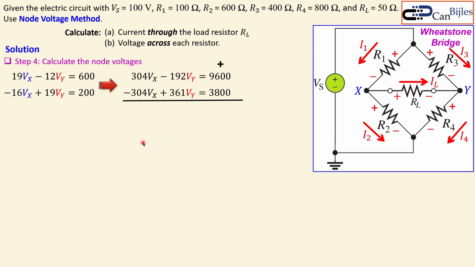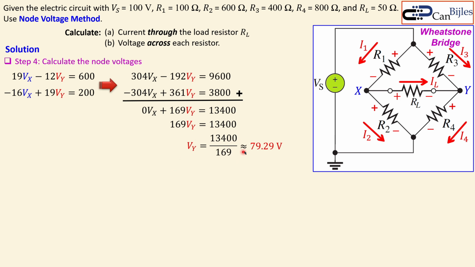Now let's do that. And you will now get 0 times Vx plus 169 times Vy is 13,400. Now we need of course to get the Vy here, and Vy is then 13,400 over 169. That's approximately 79.29 volts. Okay, now we have one of the unknown node voltages, so we need to go to Vx now.